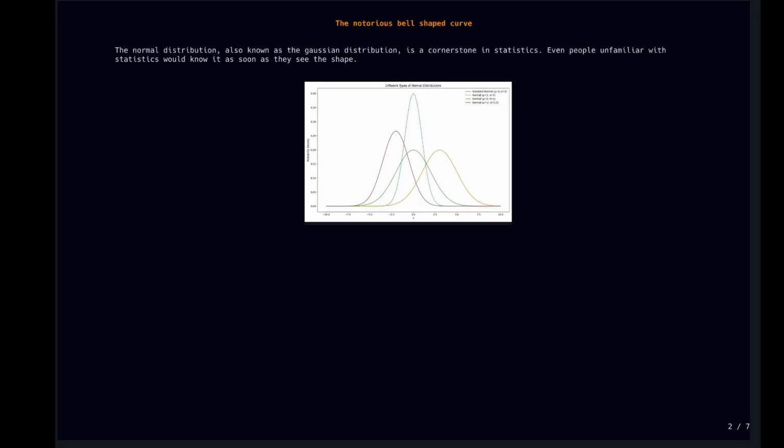I'm sure you've seen the normal distribution in some shape or form, as it's usually used in a lot of figures, and even those who don't know statistics would know what it looks like. And here you may see that there are a bunch of different normal distributions. So, what makes these normal distributions different? These are the parameters.